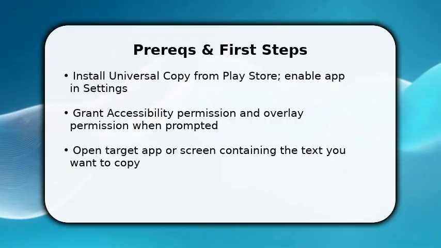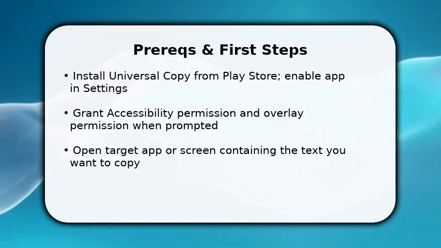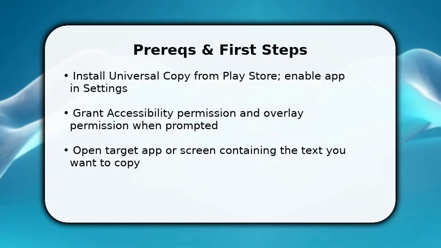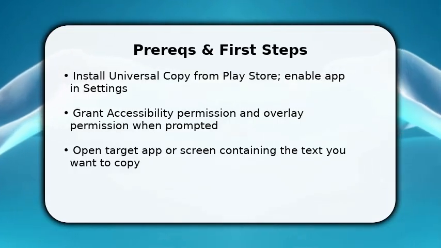Now open the app or screen with the text you need. Make sure to position the content clearly. You'll activate Universal Copy next. Tap the notification or floating button to start capture mode, which lets the tool detect selectable text.